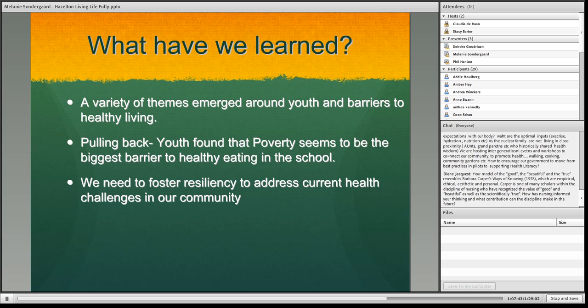And the second point there is we've pulled back and started to have deeper conversations. We've realized that the actual deepest barrier is poverty. Poverty is the biggest barrier to eating healthy for young people in our school, which is enormous. And how do we tackle that?